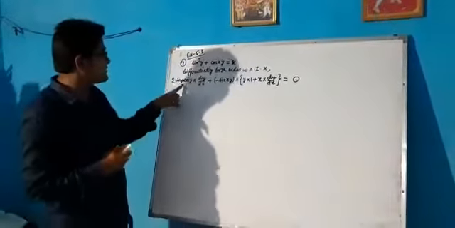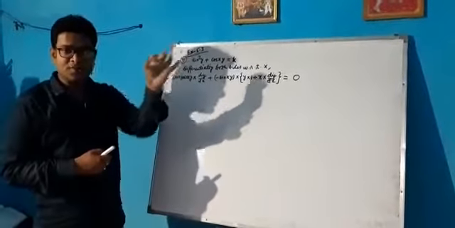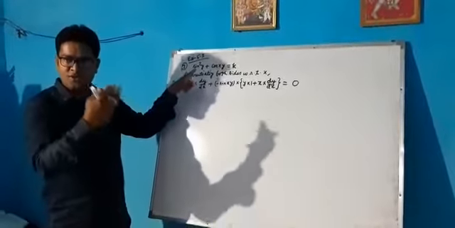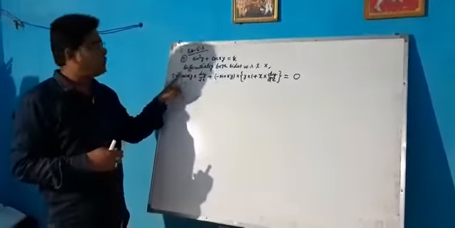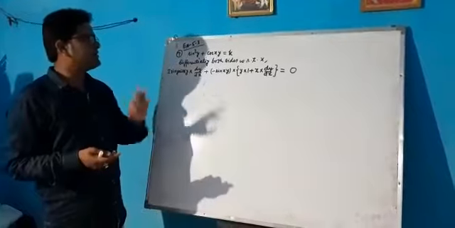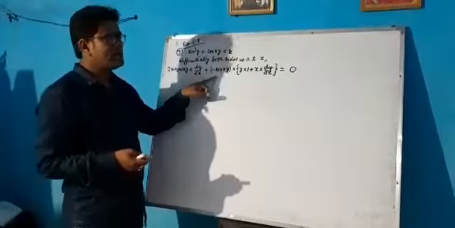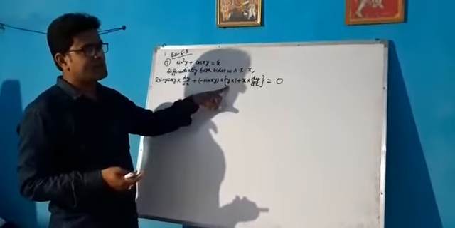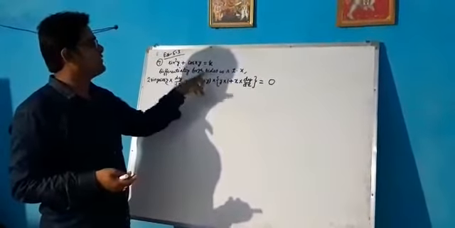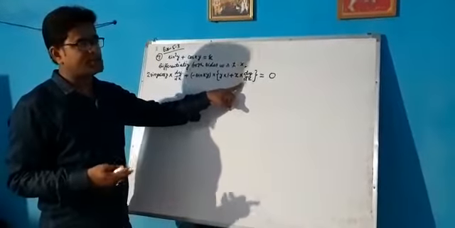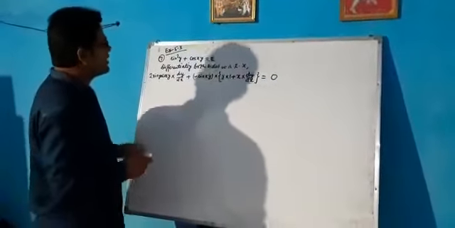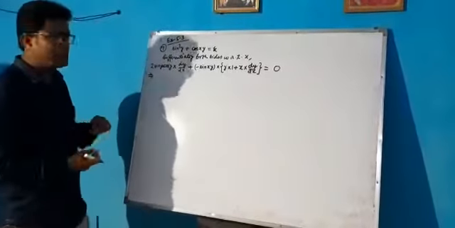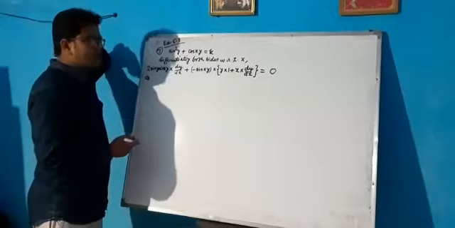One thing I have missed here. Sin square y is a function of sin y, derivative 2 sin y. Sin y is a function of y, derivative cos y. Y is a function of x, derivative dy by dx. Here cos xy is a function of xy, so derivative is minus sin xy. And xy is a function of x, so derivative of xy I have written here as y into 1 plus x into dy by dx. Now let us solve for dy by dx, that is derivative of y with respect to x.